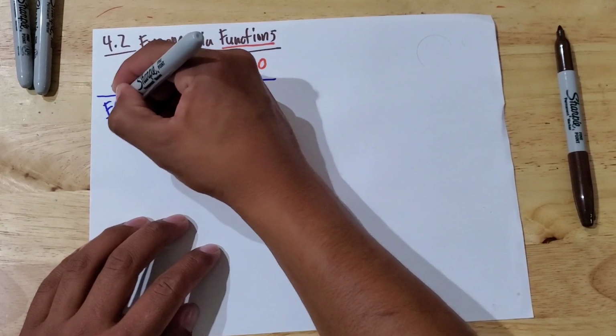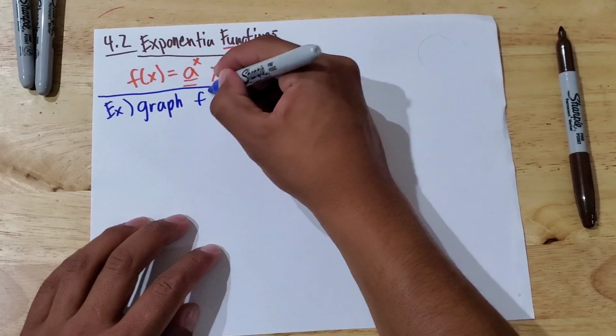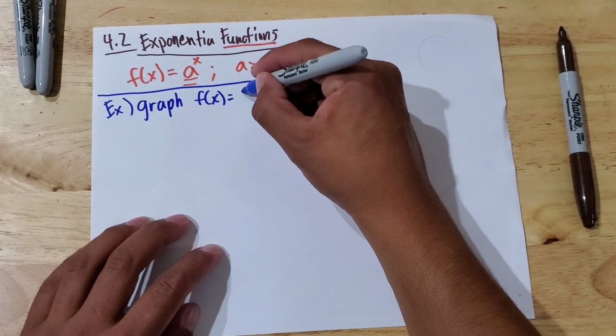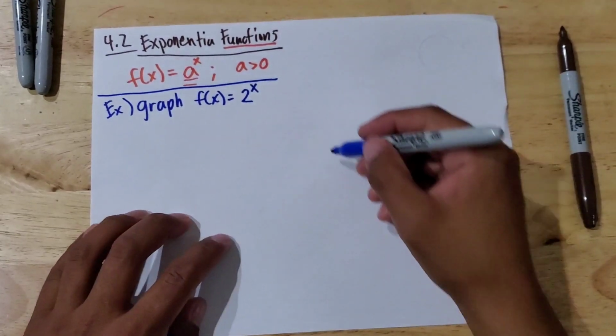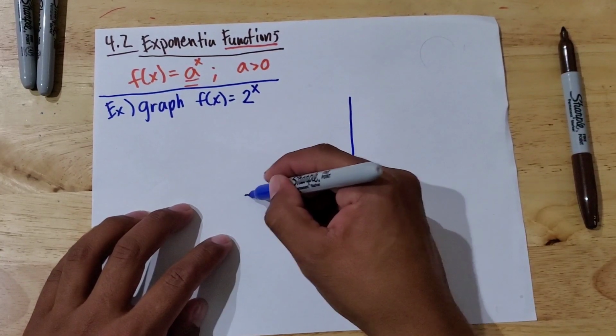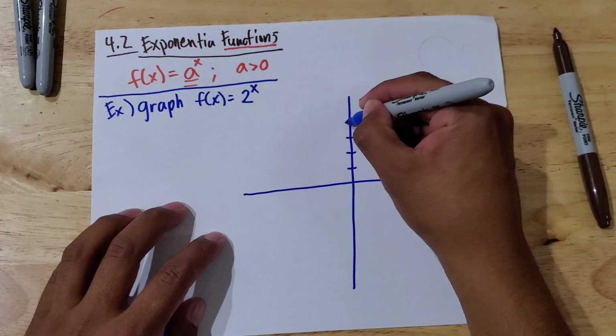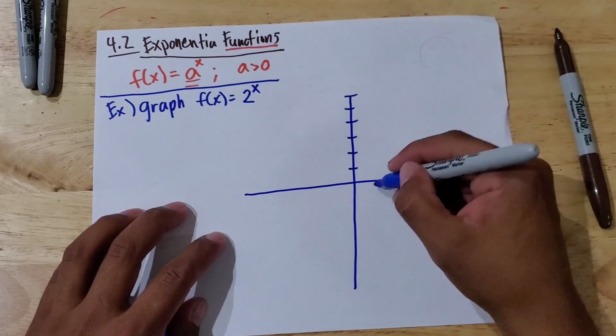So example, let's graph f of x equal to 2 to the x. So I'm going to make a big graph over here, because I'm going to make a table.